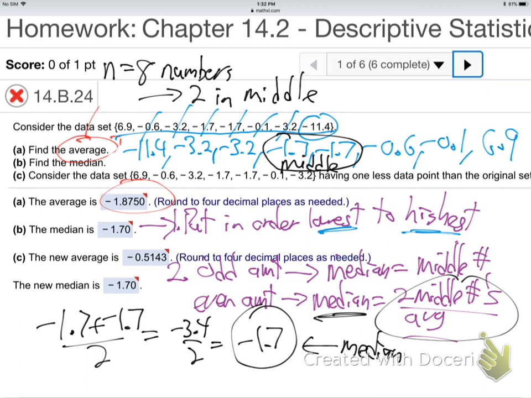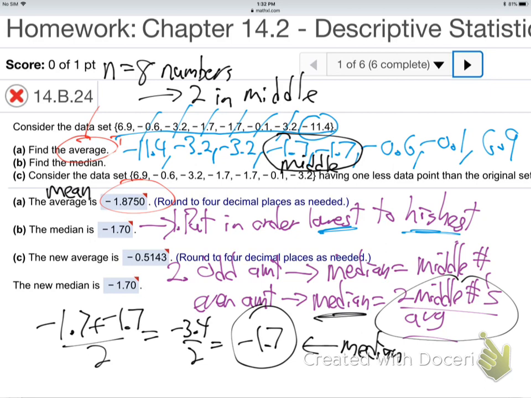A lot of people in the statistics world technically call this first kind of average we did the mean. Where you add them up and divide, that's called the mean. And the one we just did is the median. It's the one in the middle, or the two numbers in the middle of the data set. So this is two different ways to find the average.